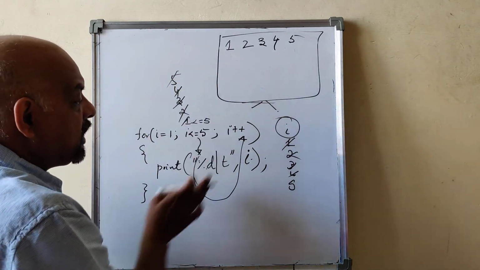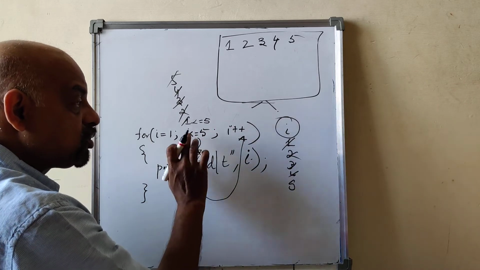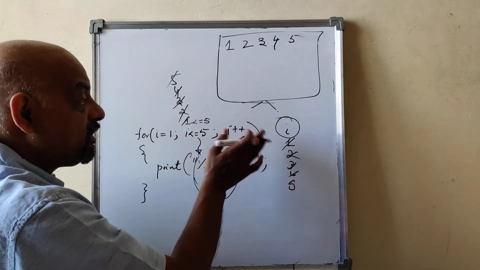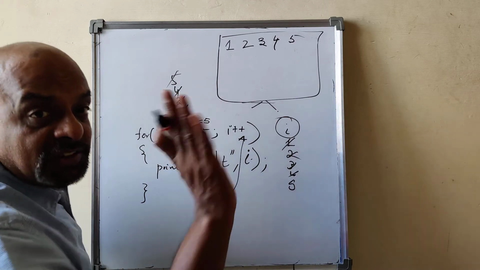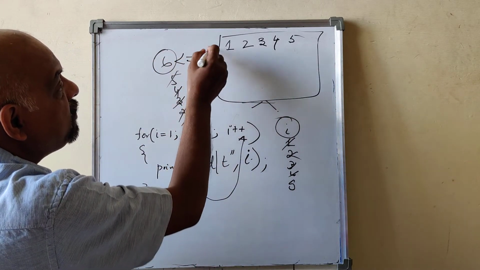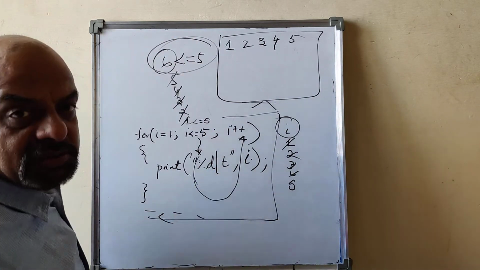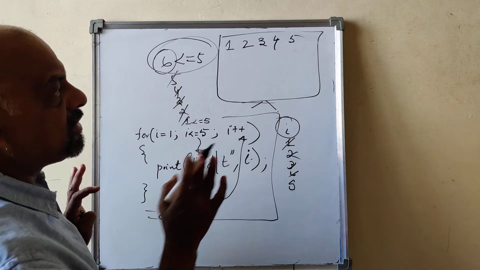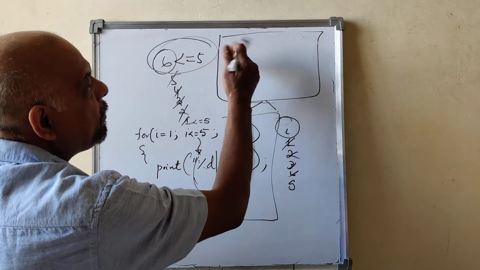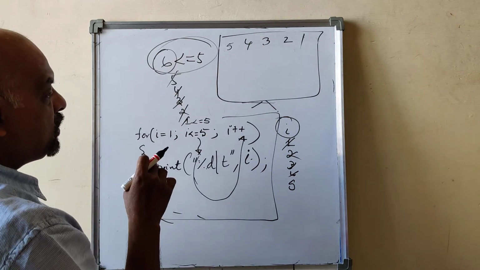So I is initialized with 1, 1 to 5, 1 less than or equal to 5, I becomes 2, 2 to 5, 2 less than or equal to 5, 3 to 5, 4 to 5, 5 to 5, not 6 to 5. Once I becomes 6, 6 less than or equal to 5 is false. You are coming out of the loop, right? This is how it works. Very simple. For example, if I want to print 5, 4, 3, 2, 1, what are you going to do here?